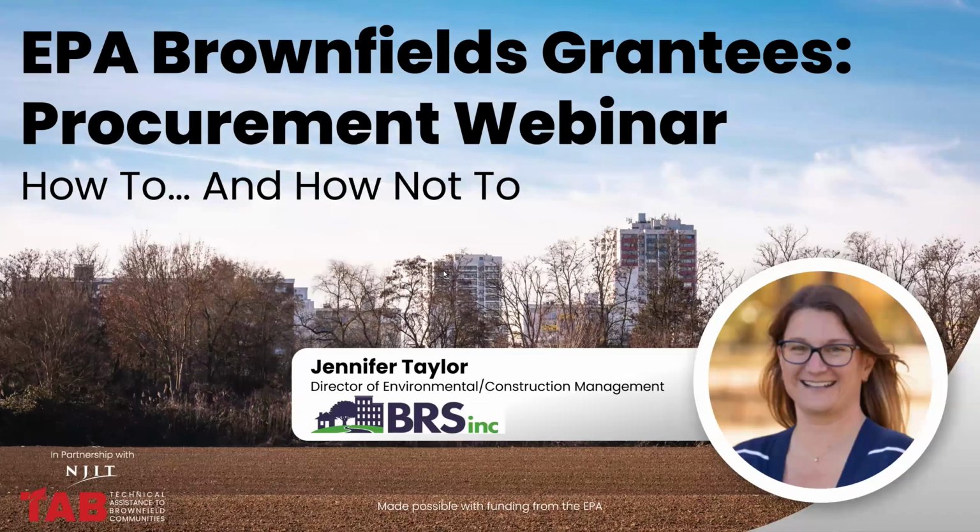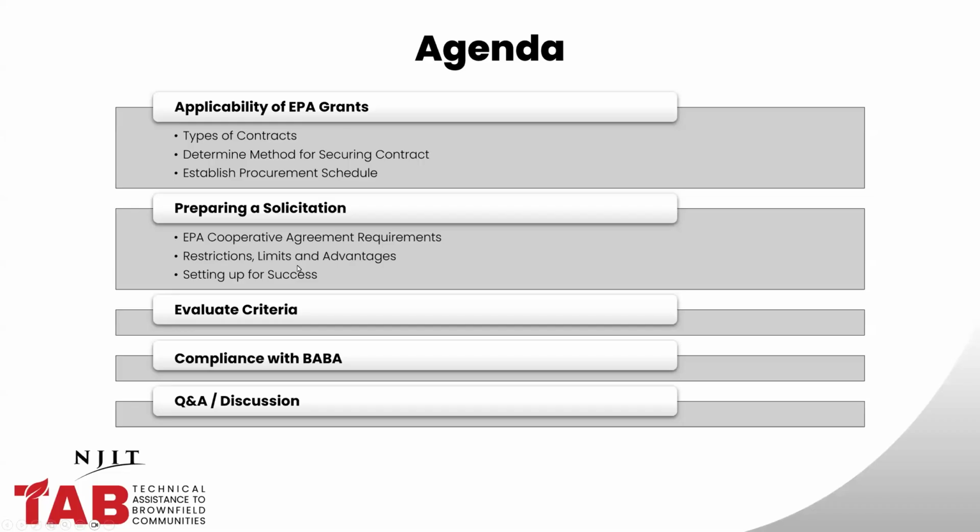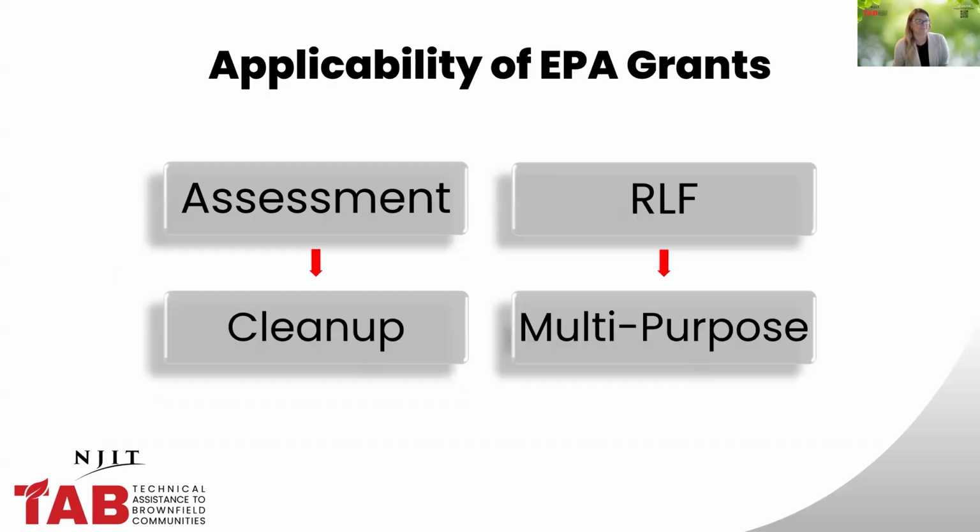So first, I'm just going to take you through a little bit of the agenda. If you go to the next slide. So we're going to be discussing the applicability for the EPA grants, how to prepare a solicitation, and some pitfalls you might want to keep in mind, the evaluation criteria, compliance with BABA, and then we'll have the Q&A session at the end.